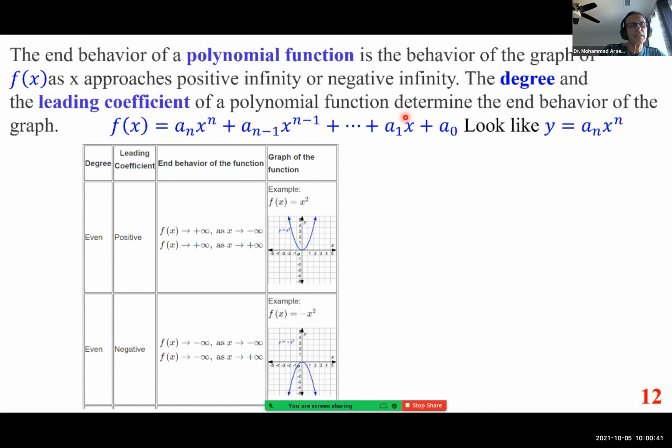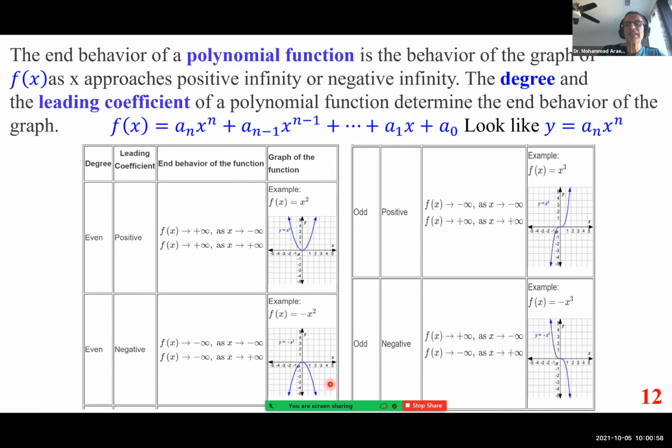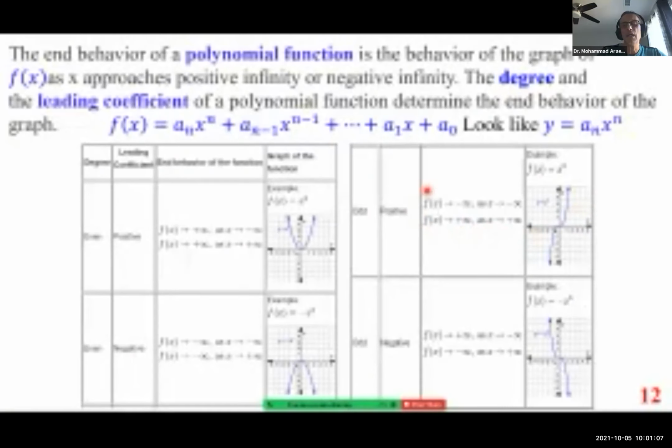However, if a sub n, the leading coefficient, is negative, remember, it opens down, so we are in the third and fourth quadrant. If we are dealing with x cubed, that means anything that has an odd degree, doesn't have to be 3, then when a sub n, the leading term, is positive, we are in the first and third quadrant. If it's negative, we are in the second and fourth quadrant. This is just to refresh your memory about the end behavior. I hope everybody is comfortable with that.